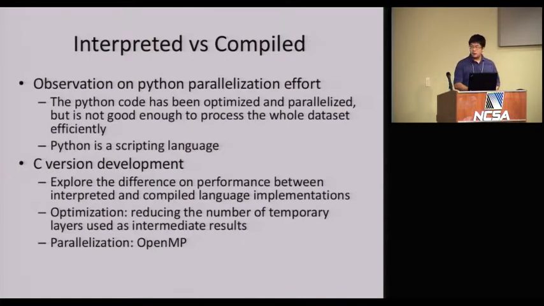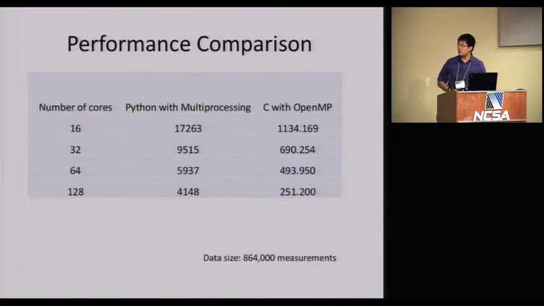It's even more straightforward programming. I already skipped the other optimizations we did and a lot of the profiling work they have done. So this is the end result we got. If you look at the number of cores, that's the left column. In the middle, that's the Python implementation, in seconds. And we implemented C with OpenMP, and for the whole 24-hour data set, the execution time got cut down to only 251 seconds.